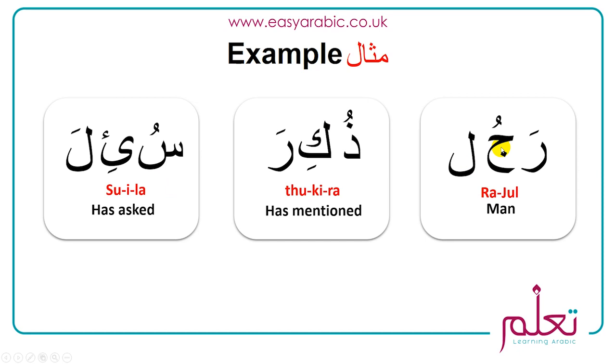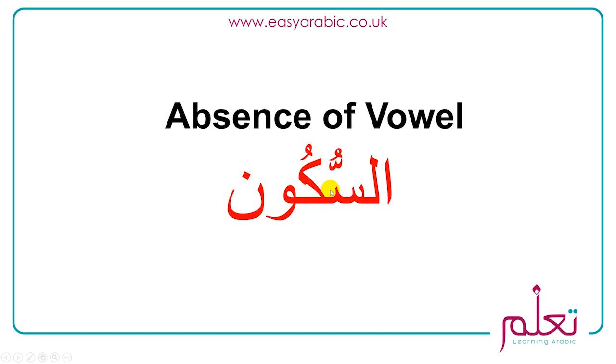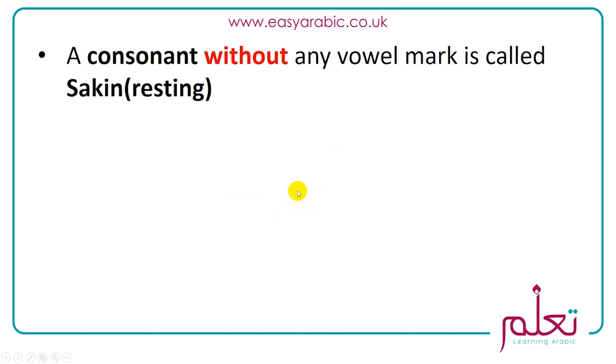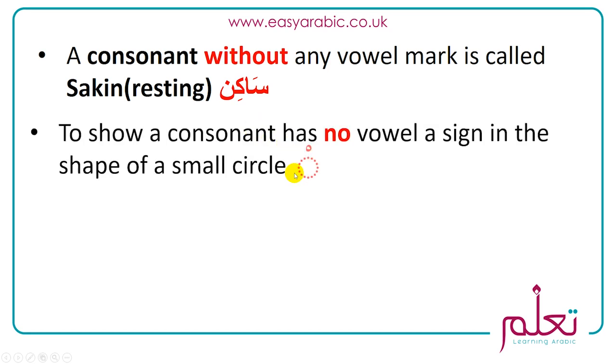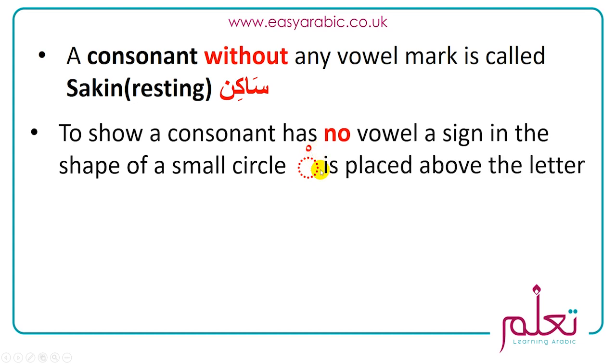So we've covered the fatha, the dhamma, and the kasra. We'll look at what the sukun is, which is the absence of a vowel sign. A consonant without any vowel mark is called a sakin, which means resting. And to show that a consonant has no vowel, a sign in the shape of a small circle is placed above the consonant. So it looks like this. Here we go. And this sign is called a sukun.